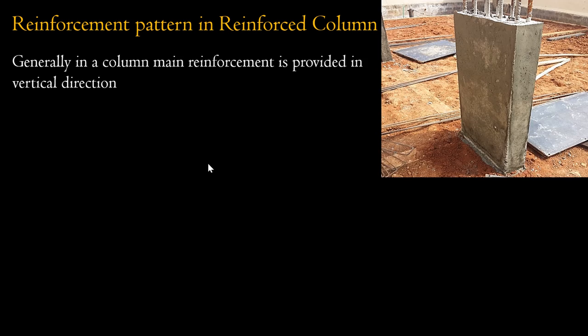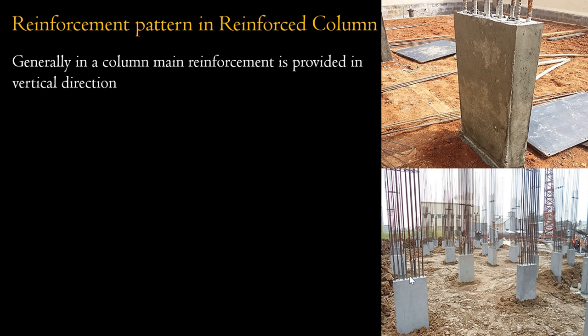Okay. So the reinforcement pattern in a reinforced column. Generally in a column, the main reinforcement is provided in the vertical direction. As you can see here, the reinforcement is in the vertical direction. That is, the columns are placed vertically, and the longitudinal or main reinforcement is placed vertically in a column. You can see it more clearly here. The column is here. The longitudinal reinforcement is vertical. It is exactly opposite to the direction of a beam.